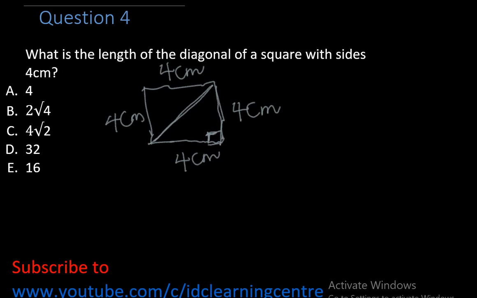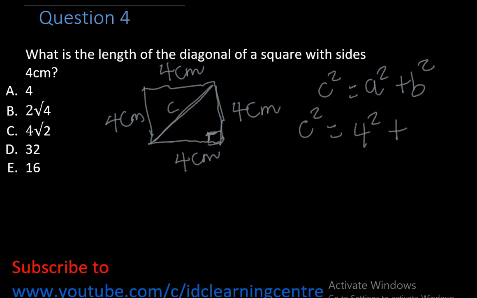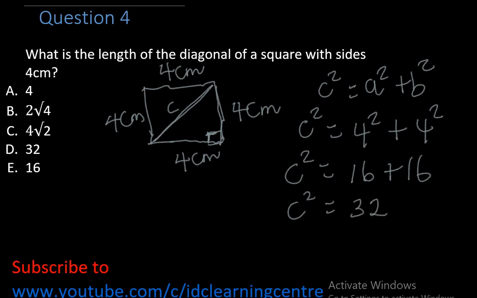This is the hypotenuse, let it be C. So C squared equals A squared plus B squared. C squared, the diagonal, equals this side, which is A, 4 squared, plus the base, which is B, 4 squared. So C squared equals 4 squared, which is 4 times 4 is 16, plus this other 4 squared, which is 16. So C squared will give me 16 plus 16, which is 32. Then we take the square root of both sides.